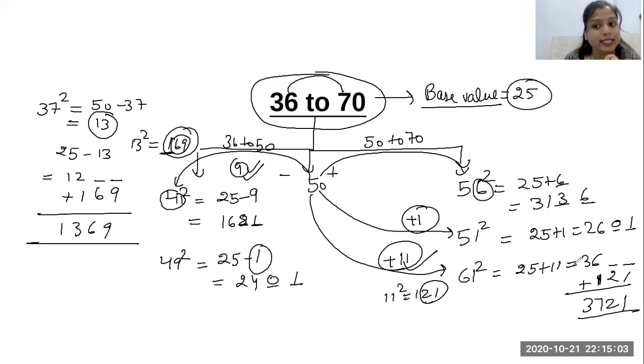In the next class, we will discuss squares after 70, that is 70 to 100, and 100 is the basic term to find any calculation in the infinity terms. Okay, guys, I hope you like the video and the concept is clear.